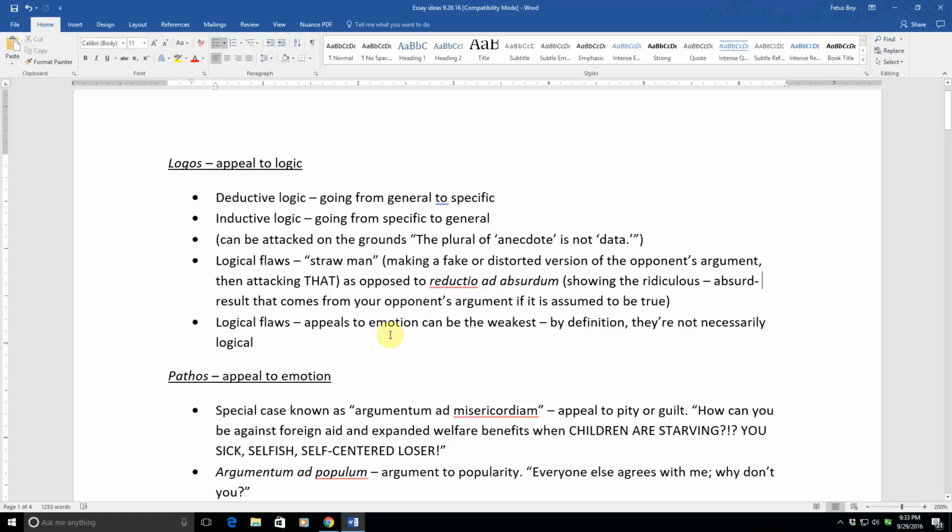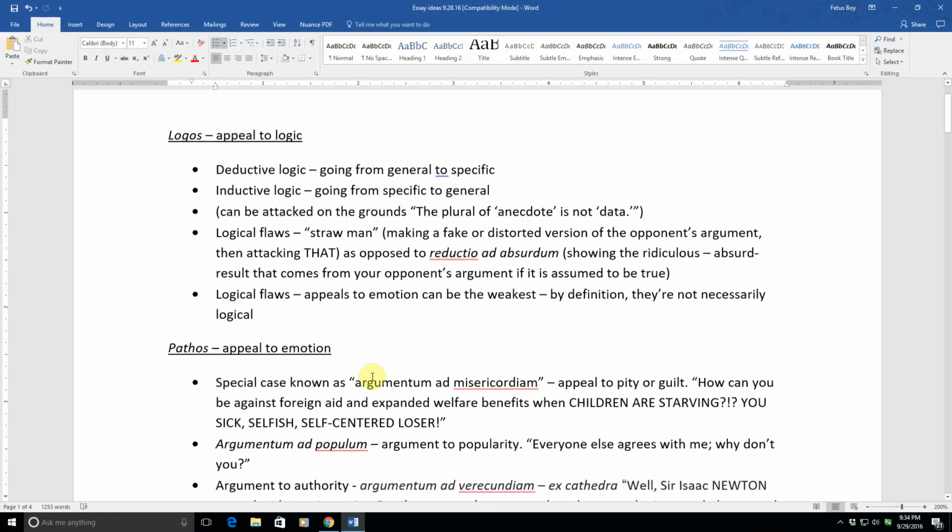Logical flaws. Well, appeals to emotion can be the weakest. By definition, emotion is not necessarily logical. So if someone's saying, gee, that'd be really horrible if you do that, oh my gosh, you're just a monster, you might want to say, well, okay, I understand that emotionally it makes you feel bad, but logically show me how that's wrong. Pathos, or pathos, depending on how it's pronounced, is the appeal to emotion.